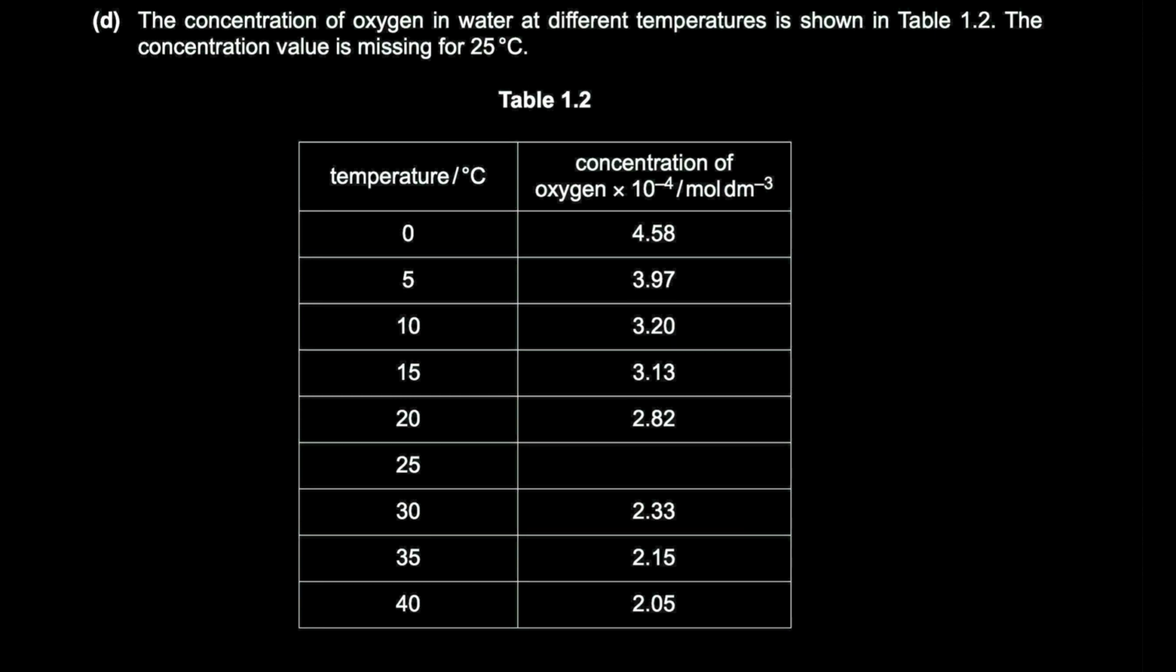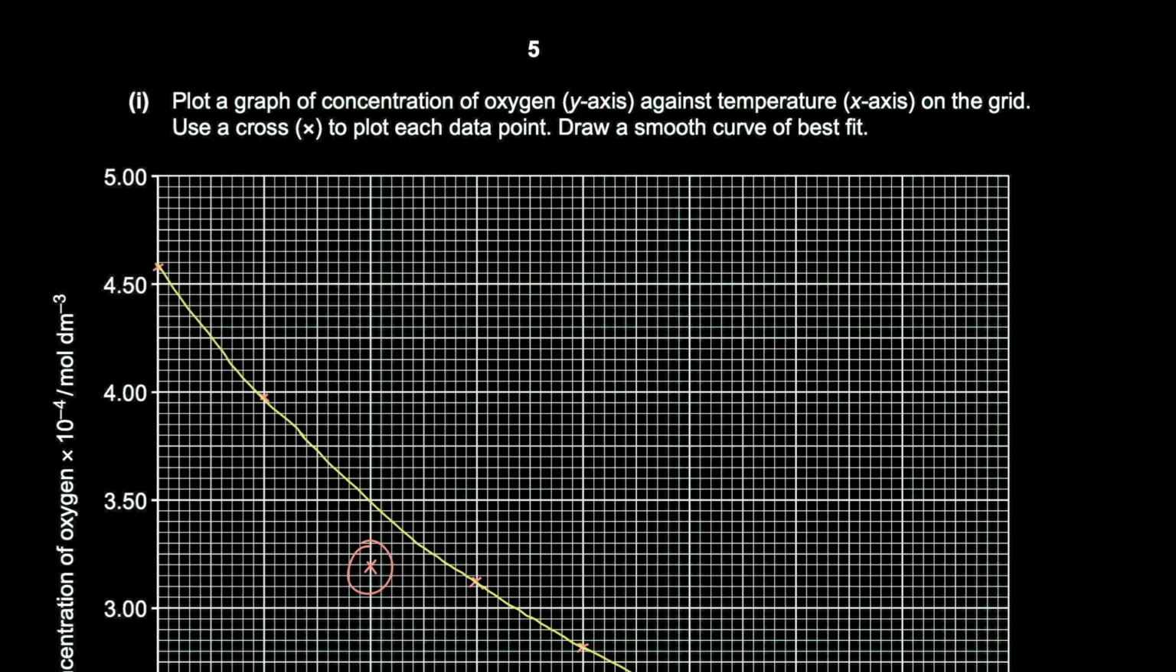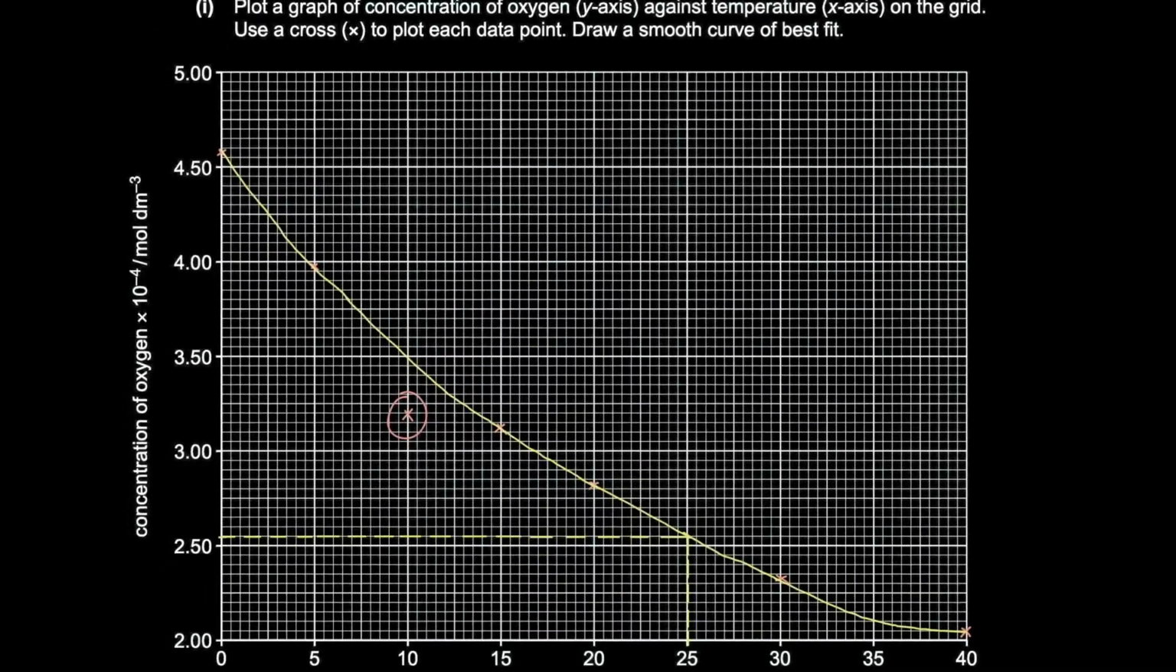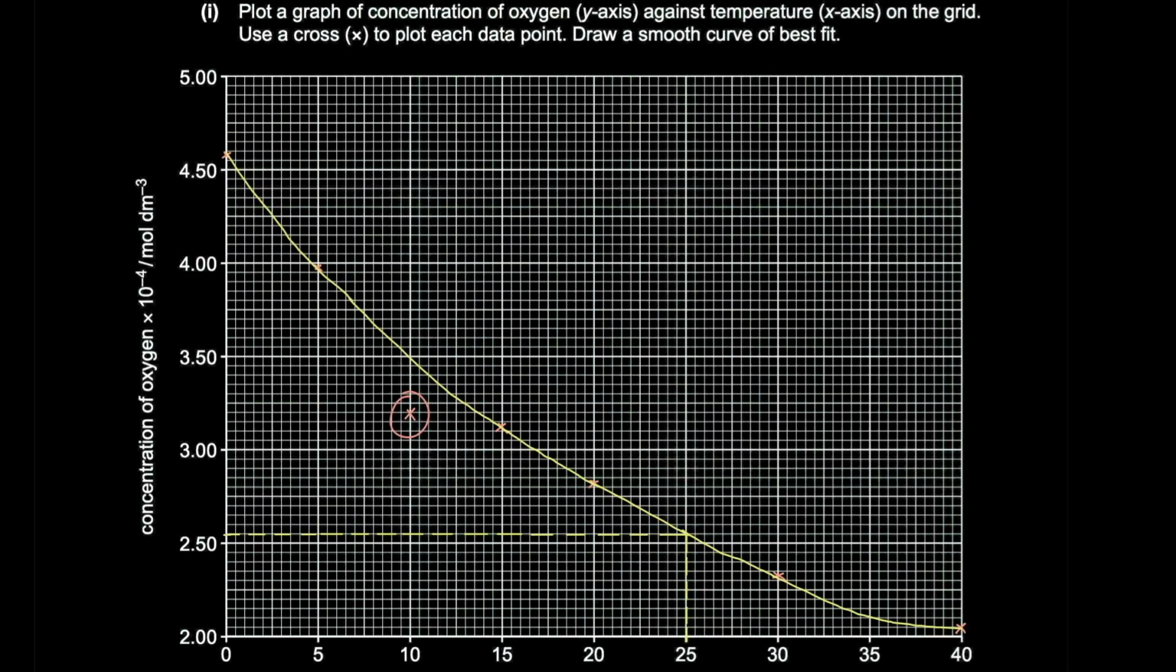The concentration of oxygen in water at different temperatures is shown in table 1.2. The concentration value is missing for 25 degrees Celsius. Plot a graph of concentration of oxygen on the y-axis against temperature on the grid. Use a cross to plot each data point. Draw a smooth curve of best fit. So here I've drawn a smooth curve of best fit.